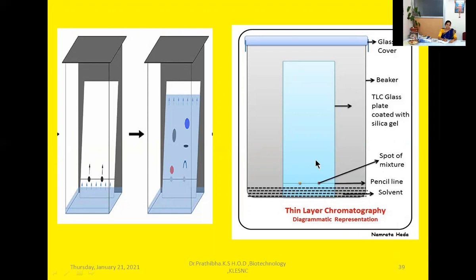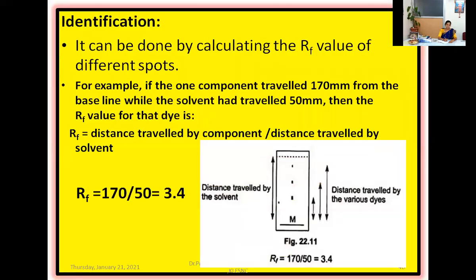Through capillary action, that diffusion, the solvent phase, that is the mobile phase, will move. While moving, this mobile phase also carries the spotted chemical components according to their molecular weight and so on. This is the spot of the mixture. Then this is the TLC glass plate coated with the silica gel, and this is the beaker and the glass cover. For examination purposes, if you write this much thin layer chromatography information, it is more than enough.